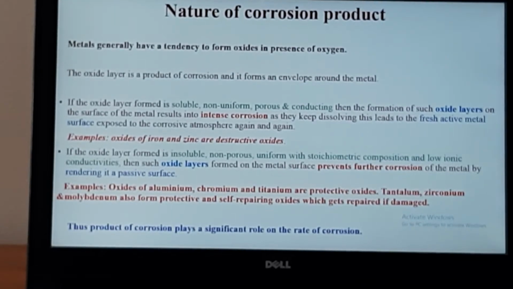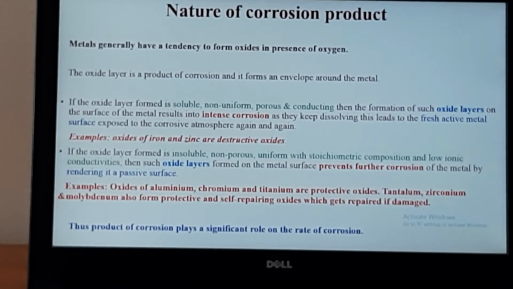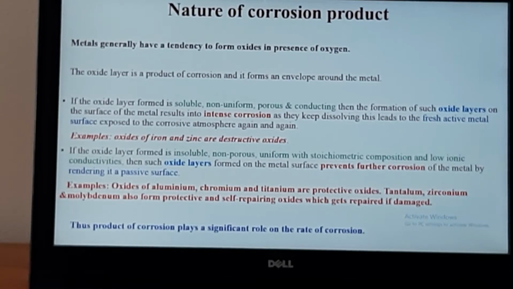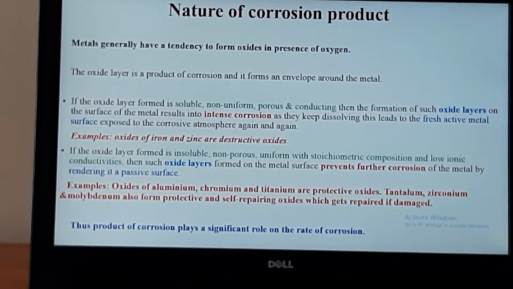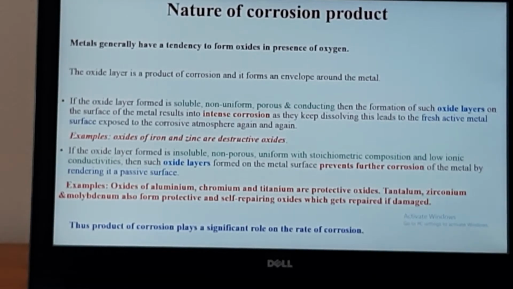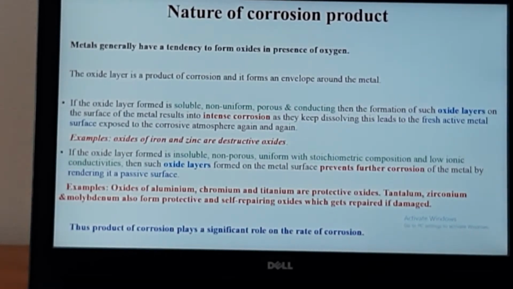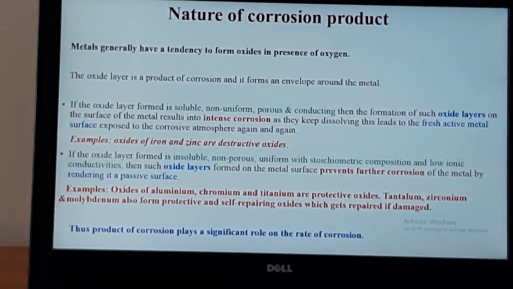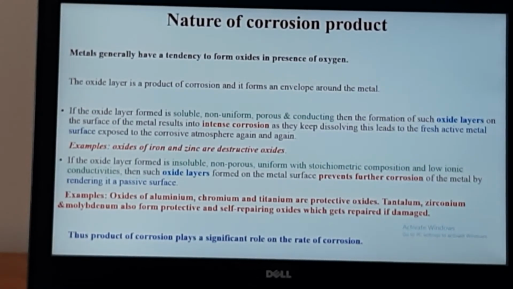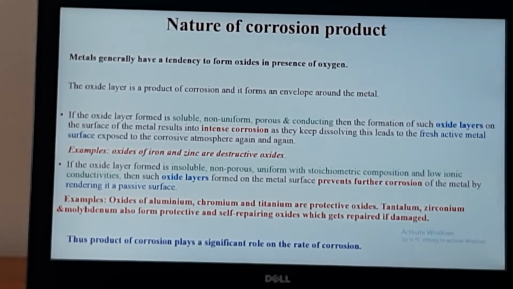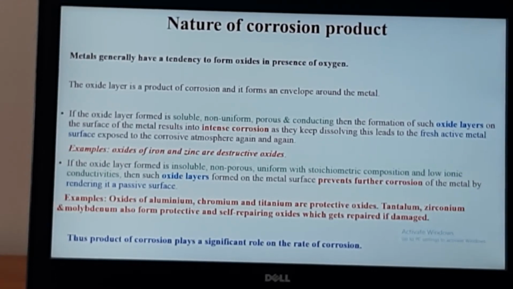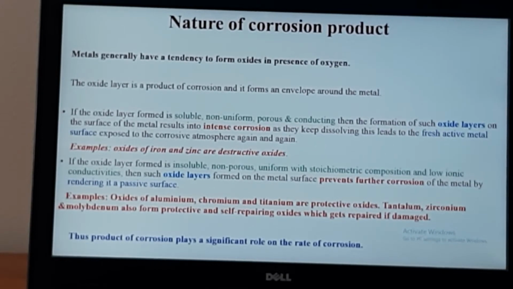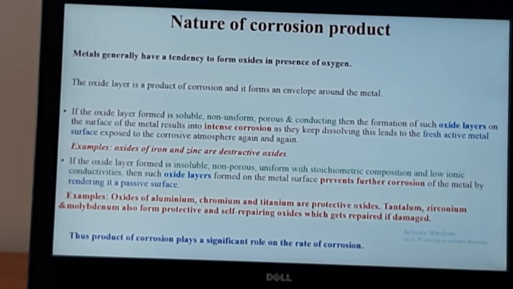But if the oxide layer formed is insoluble, non-porous, uniform, with low ionic conductivity, then such oxide layers prevent further corrosion, making the metal passive. And this is the reason oxides of aluminium, chromium and titanium are called protective oxides. The oxides of tantalum, zirconium and molybdenum are not only protective in nature but also self-repairing oxides.